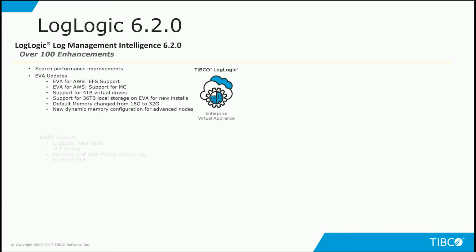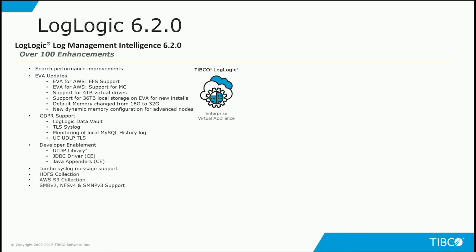several EVA updates, GDPR enablement support, developer enablement, Jumbo Syslog message support, HDFS file collection, and AWS file collection for S3, SNMP v2, NFS v4, and SNMP v3 support. Also new in 6.2 are two new advanced features, the correlation engine and custom-defined aggregation.